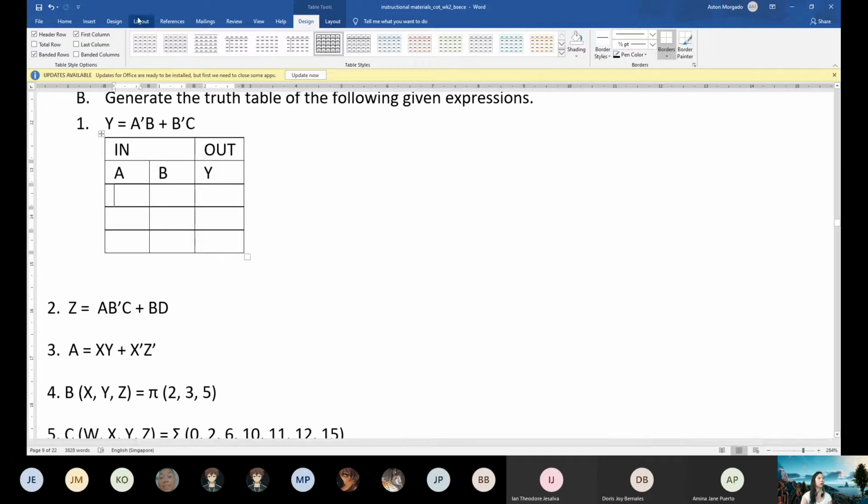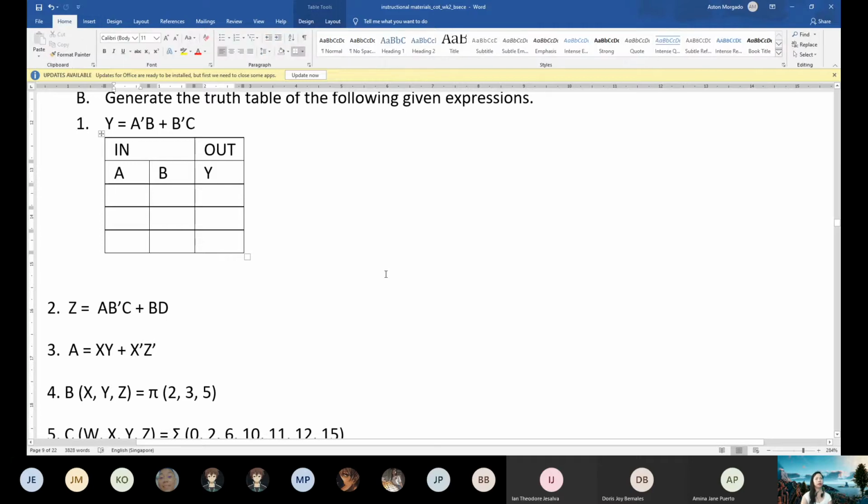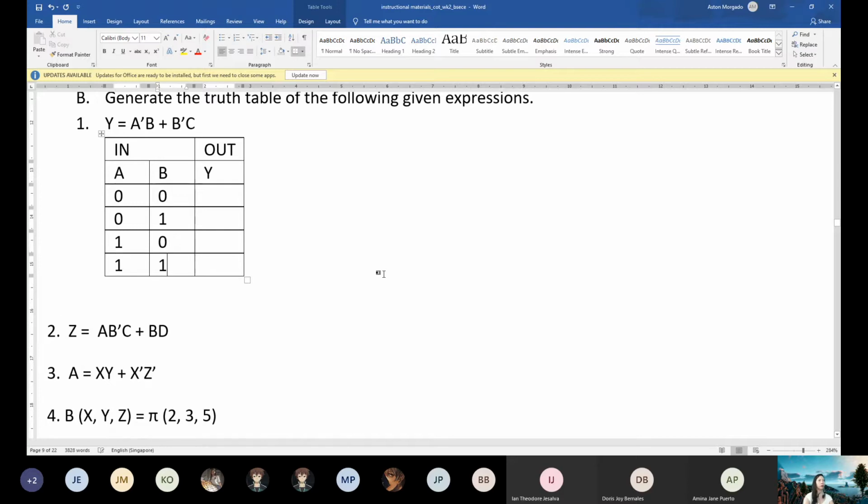So if you have two inputs, how many possibilities? 2 to the n. Tama ba? 2 to the n, where n is the number of inputs. So if you have 2 inputs, 2 raised to 2, how many possibilities? 4 po, ma'am. Okay, so we shall have 4, in a binary sequence. We start with 00, 01, 10, and 11. Total of 4 possibilities.